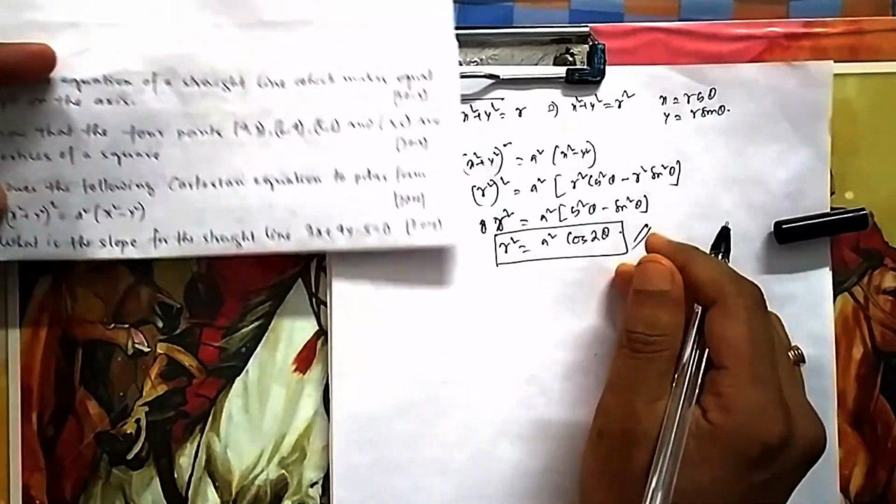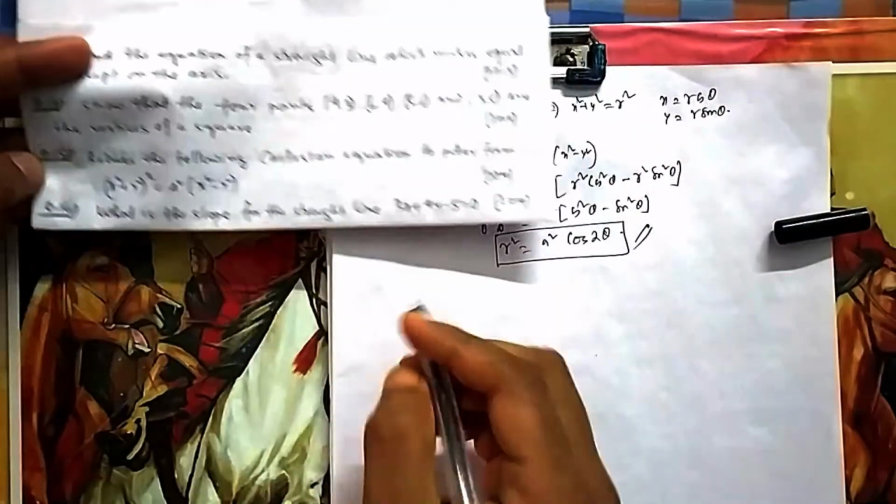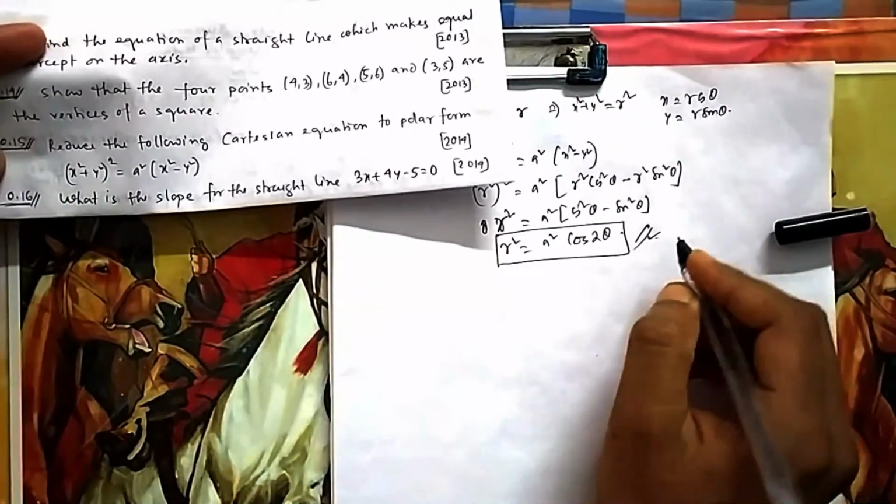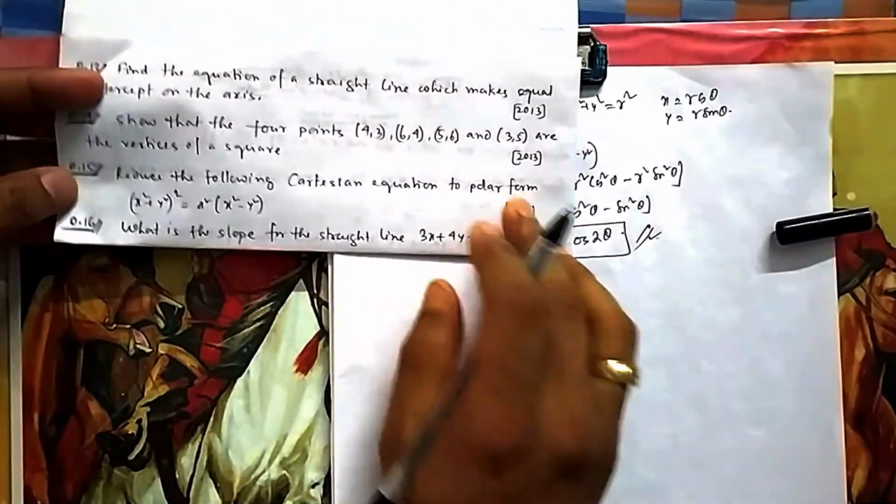Everything should be in r theta. You have to eliminate x and y and bring in r and theta. Then the equation becomes a polar equation. So it becomes in polar form.